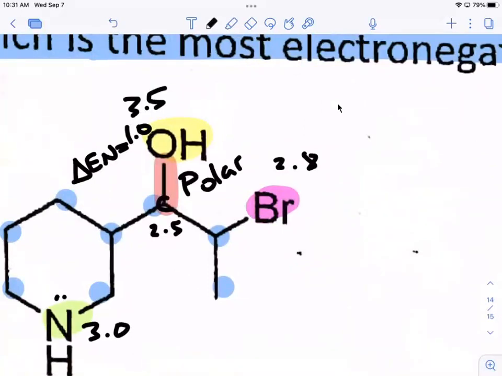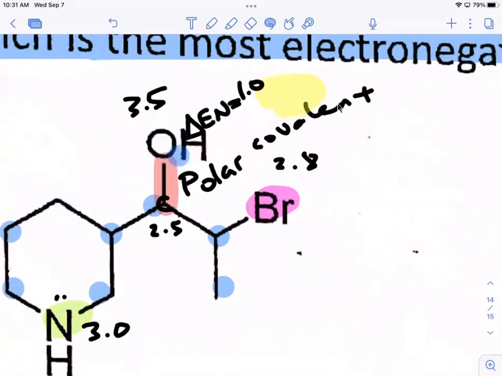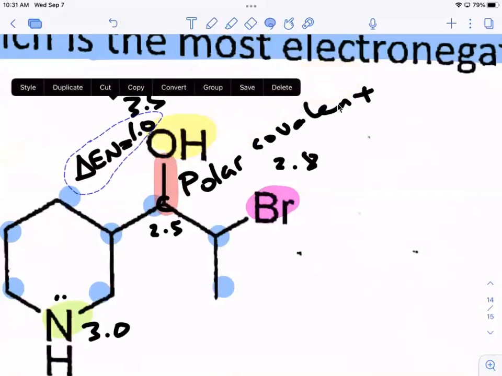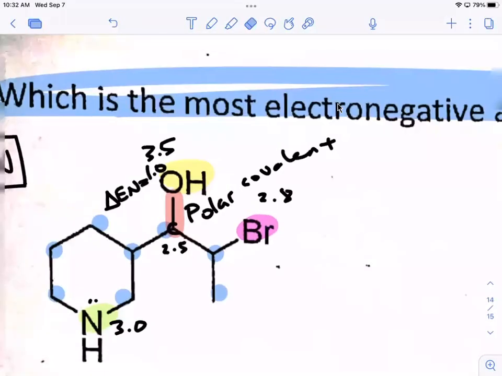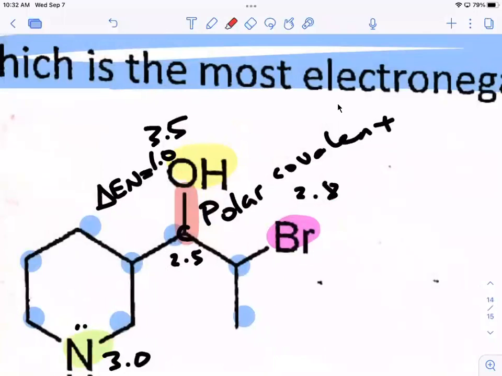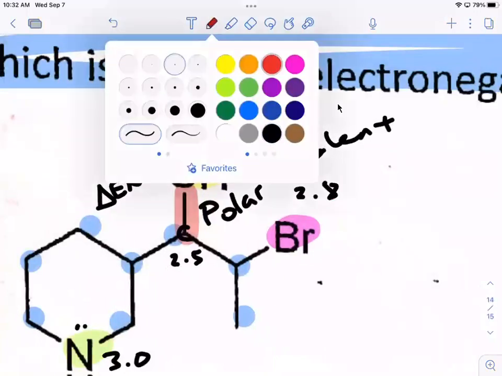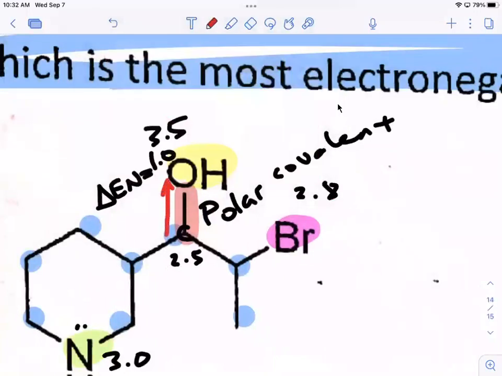Which way would the dipole go? That's why I had you look up the electronegativities. The dipole is always going to go where the oxygen is. It's going to go towards the oxygen because oxygen is the more electronegative atom in that bond. So it's going this way. Anybody not following that or not catching that?